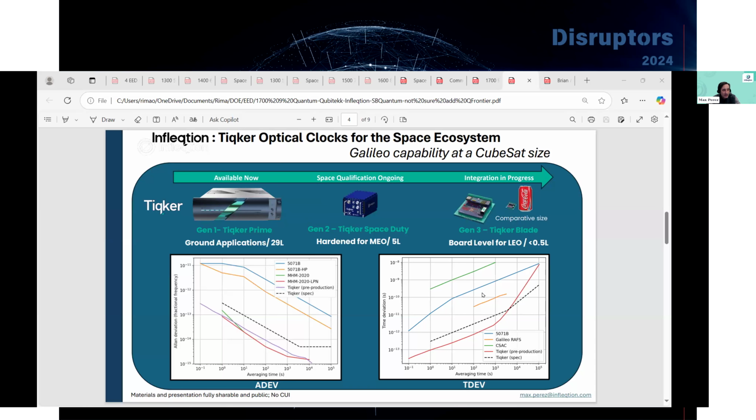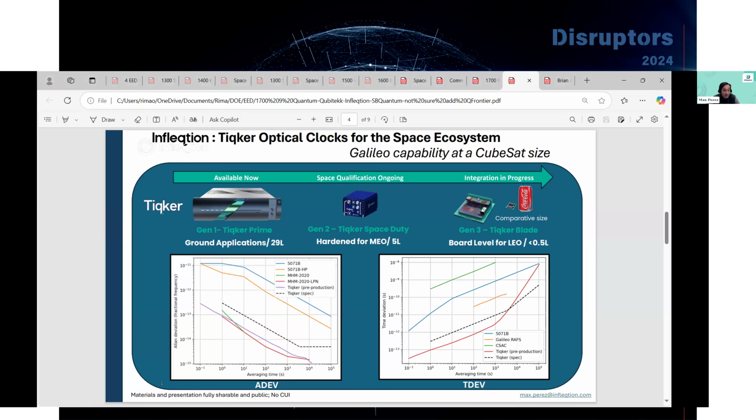I'm Max Perez from Inflection. I'm the VP of Strategic Initiatives and the acting unit lead for our timing products. I'm going to talk about 3 different technologies that we build here at Inflection for the space ecosystem. Primarily, we're based in Boulder, Colorado, but we also have facilities in Madison, Wisconsin, Chicago, Illinois, Oxford in the UK, as well as Australia. The first technology I'm going to talk to you about is our ticker optical clocks.